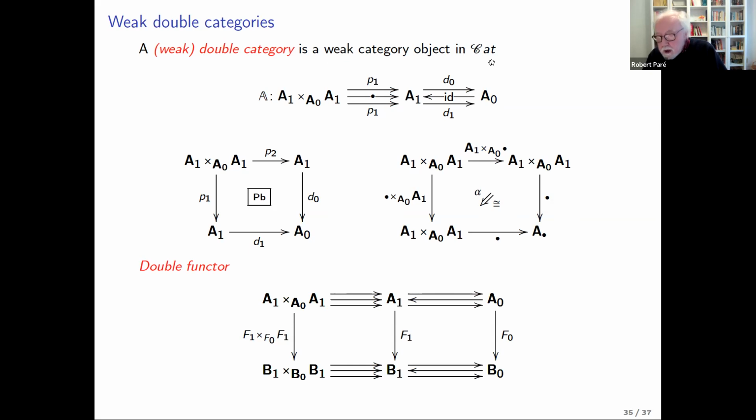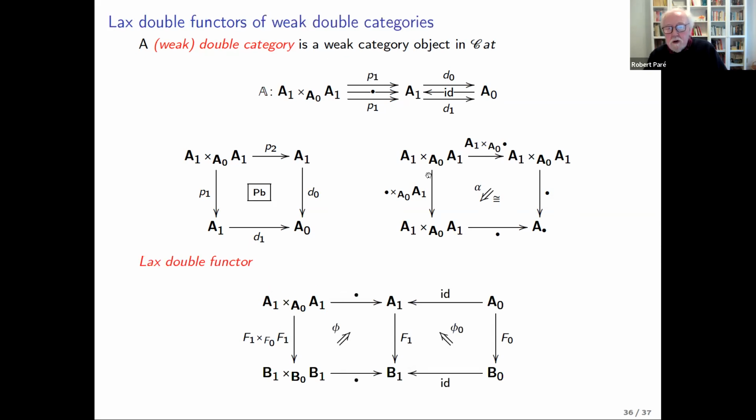Now, Cat is a 2-category, and so we can talk about weak category objects there. And lax double functors. So now you again have two functors, F0 and F1, and they commute with the D0 and D1 and P1 and P2.